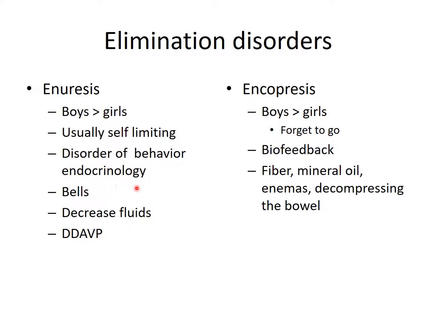Behavioral endocrinology. There's a part of our endocrine system that wakes us up when we have to pee in the middle of the night. That process has not developed in boys with enuresis. It can be embarrassing, right? People can't go to sleepovers because they have this enuresis, that sort of thing. Decreased fluids at night would be a treatment, so they don't have as much fluid to make pee out of. And DDAVP, that's the antidiuretic hormone, can be used. Diuretic means you pee, right? Diuresis means you're peeing a lot. Antidiuretic means you're stopping yourself from peeing.